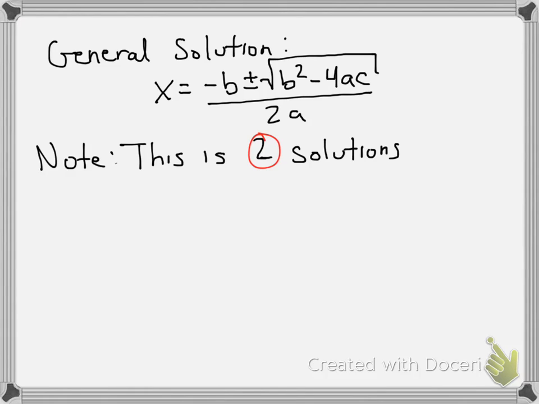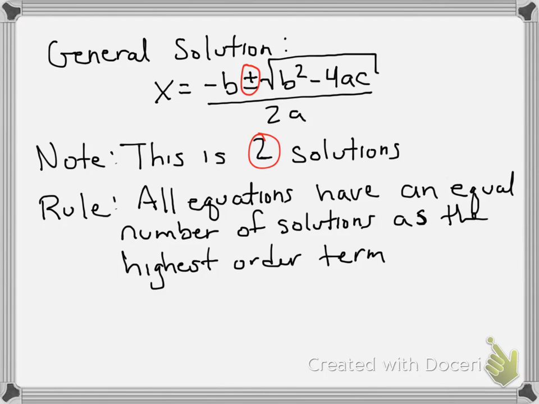Okay. So note that this is actually two solutions, right? We have this plus or minus up here, so this means we have a plus and a minus value. We'll see how we do that when we do some examples, but basically you're going to have this minus b, and then we're going to either add this term to it or subtract this term from it. So it always leads to two solutions.